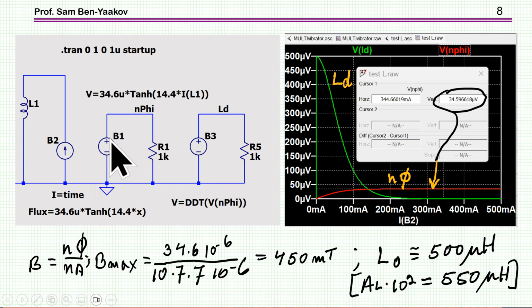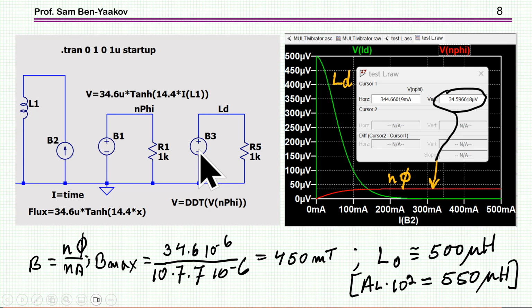Number one, I have added a dependent source which is equivalent to this expression. So by solving it, I can find n times phi, because this equation is supposed to show n times phi. And then I've added another dependent voltage source here, which is the derivative of this n phi with respect to the current, and therefore this is actually the inductance. Okay, so this will be the inductance at any given point.